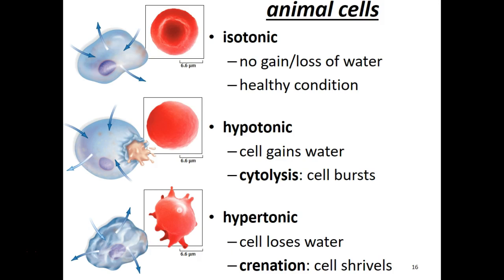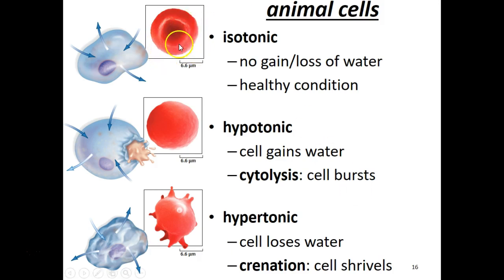In a hypertonic solution, there's more water in the cell and less outside, and so water is going to leave the cell faster than it enters the cell. And this causes the cell to start to shrink or shrivel up. That's called crenation. So when I think of the word hyper, I think of little kids, because little kids are very hyper, and they're little. So in a hypertonic solution, the cell gets very little. It loses water and it shrinks.